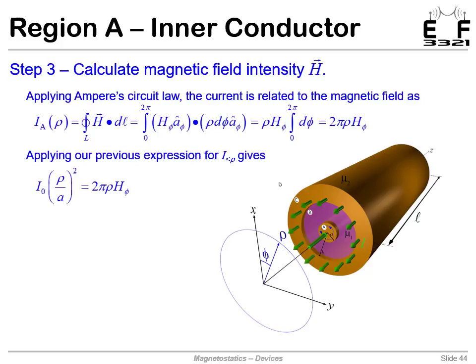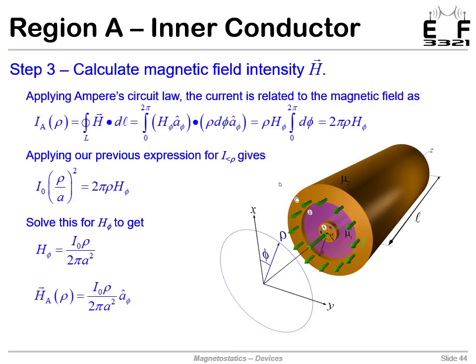Well, we can go back to our previous expression when we integrated the current density to get the total current. That's the current enclosed within a radius rho. And then we also did our line integral and got the total current enclosed within the radius rho. This is now our expression that we can get the magnetic field as a function of the current. And so we solve that equation for H phi, and we can put this in vector form too. So this is the magnetic field intensity in region A as a function of rho.